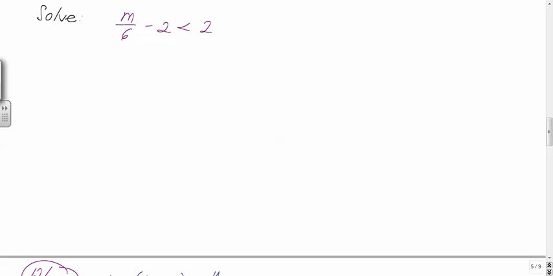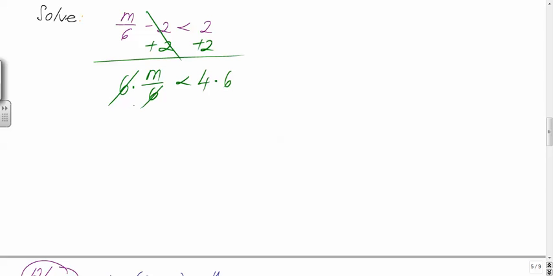Alright, simple inequality here: m over 6 minus 2 less than 2. To solve it, you will add 2 to both sides, because you want to have the expression with m by itself. M is your variable. If you add, minus 2 plus 2 will cancel out. You have m over 6 less than 4, because 2 plus 2 is 4. Next step, you want to find m. You will multiply both sides by 6, because 6 and 6 here will give you 1. You will have m less than 4 times 6, which is 24.